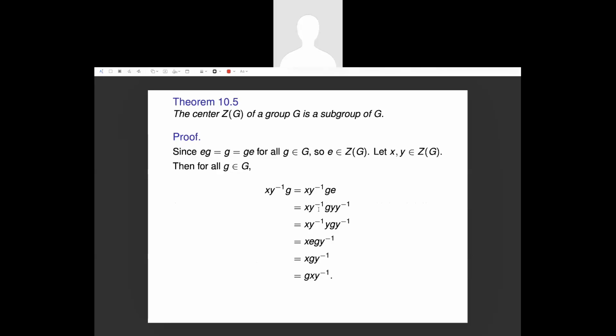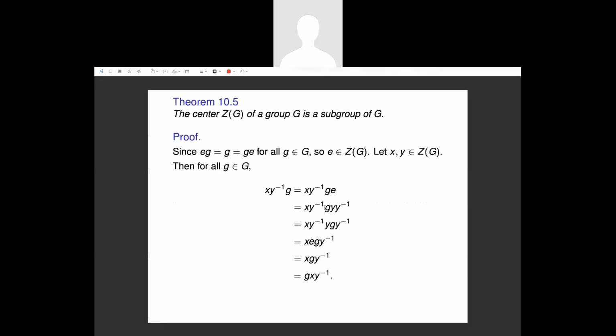And now xy inverse g can be written as g times xy inverse. So then we can say that xy inverse is an element of Z(G). So g can be written as g times e, where g is an element of G and e is the identity element. So g can be written as g times e.